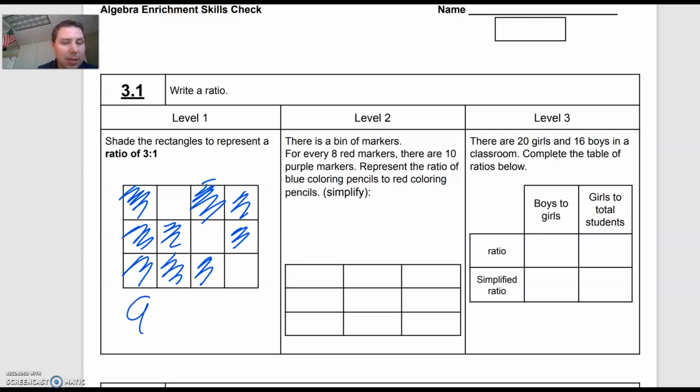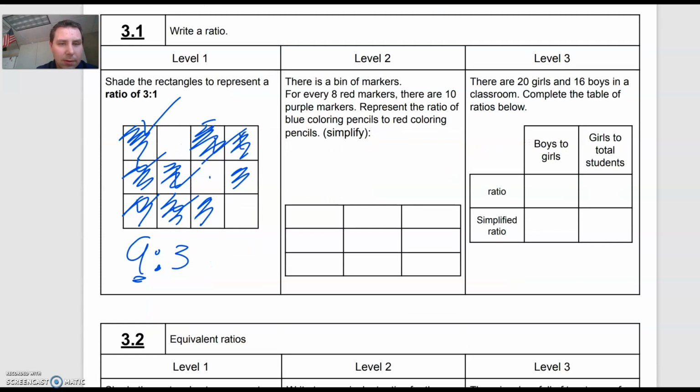So the ratio is actually now 9-to-3. Or in other words, 9 shaded for 3 that are not. You can see that here by counting 1, 2, 3, 4, 5, 6, 7, 8, 9. Now the reason why I wanted to show this to you is because the ratio is still 3-to-1. It just has expanded.